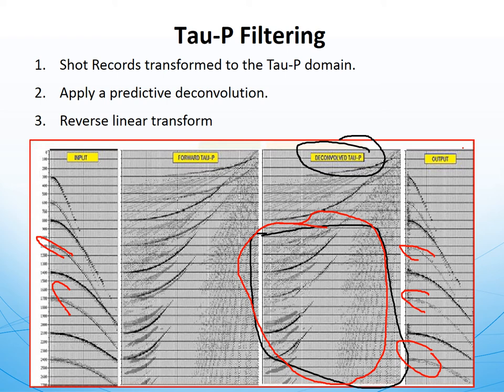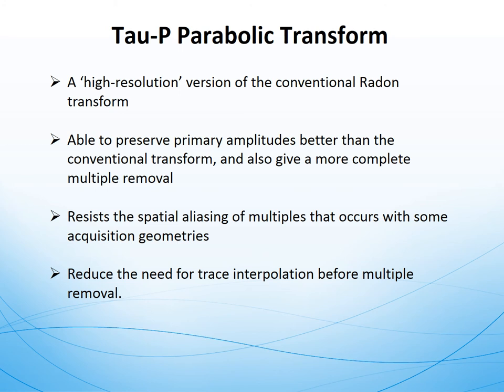So the concept is, you forward your waveform from the TX domain to the Tau-p domain, you do the predictive deconvolution, and then you reverse back from the Tau-p domain. Next, besides the Tau-p domain, we can also have a Tau-p parabolic transform, which is a high resolution version of the radon transform. Radon means that the Tau-p is able to preserve the primary amplitudes better than the conventional transform, and also give a more complete multiple removal, resist the spatial aliasing of multiples that occurs with some acquisition geometries, and reduce the need for trace interpolation before the multiple removal.